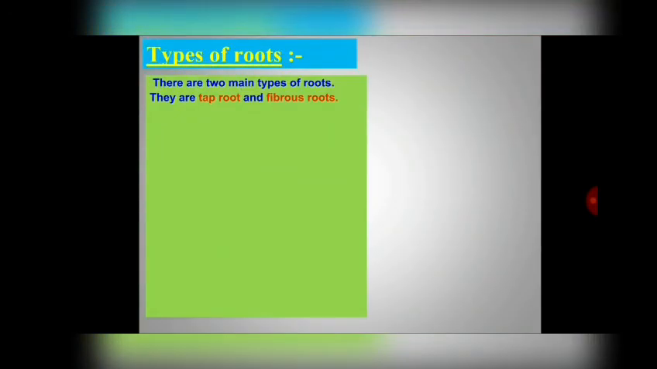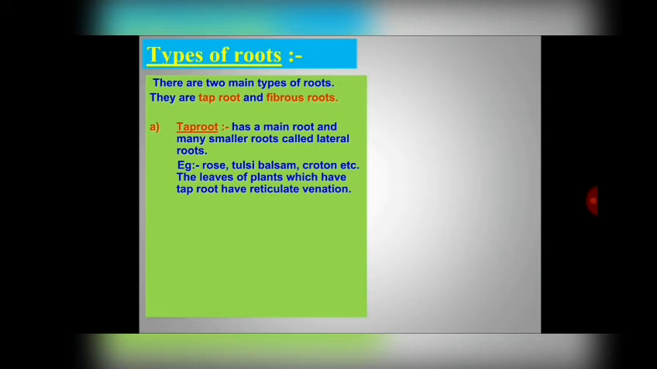Now, what are the types of roots? There are two main types of roots. There are tap roots and fibrous roots. Tap root is the main and thick root of the plant which grows under the ground, straight deep into the ground. Taproot has a main root and many smaller roots arise from this, and such roots are lateral roots. So taproot is the primary root which grows deep into the soil, and many other fine roots come from the taproot, and these smaller roots are called lateral roots.